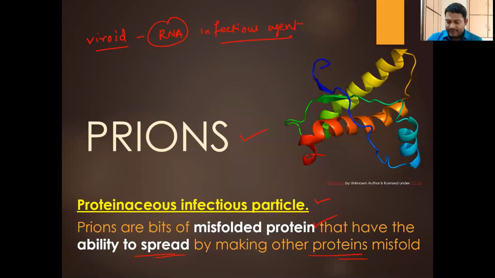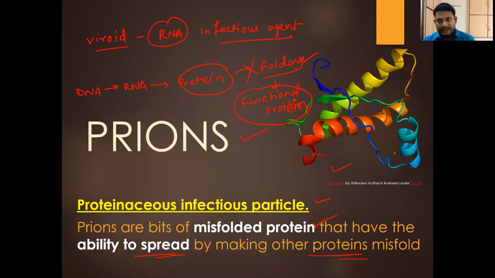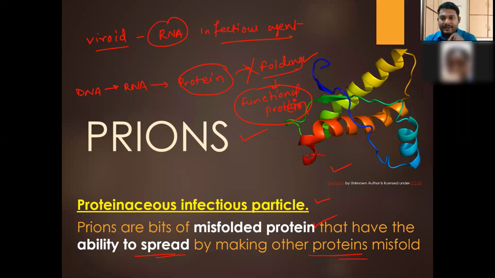So what you have to understand is we have, let's say, the DNA. The DNA gives rise to the RNA, and the RNA gives rise to the protein. Now this protein undergoes a process called folding with the help of certain proteins like chaperones and chaperonins to produce a proper functional protein. Now in this case, it is not properly folded. This folding process does not occur properly, and this produces a misfolded protein, and this misfolded protein has the ability to actually infect other organisms.